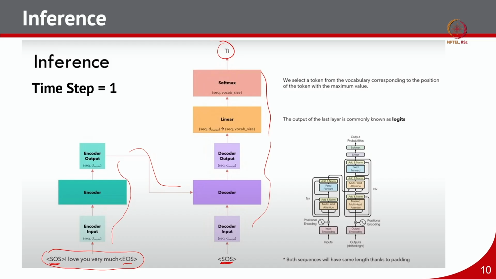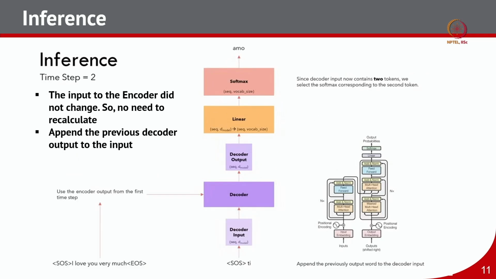Now, in the next step, this ti will be appended to the input in the decoder. Now, another interesting thing is, we already generated all the encoder values for the input SOS I love you very much EOS, right. That means we do not need to compute them again, correct. So, we can cache it, I mean, we can store it somewhere in the memory, right. We will see more on this, but that is one compute optimization, that we are reducing the number of computations, right.